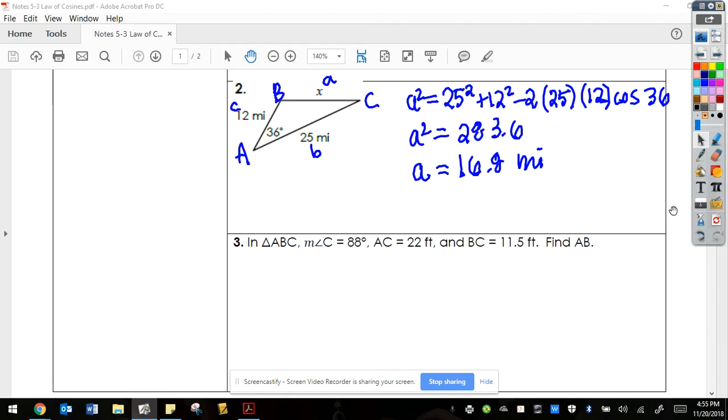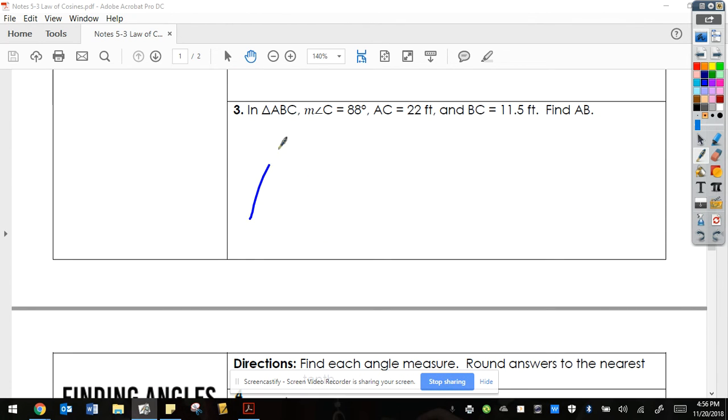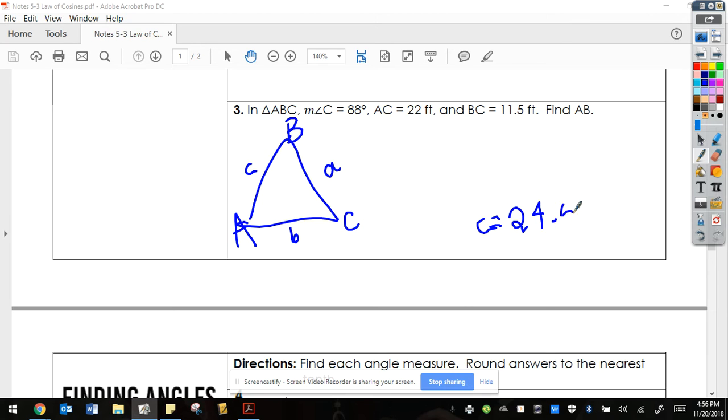All right, you guys try number 3. All right, so number 3, the answer should be, let's see, you would have had to draw this yourself. So you have A, B, C, little a, little c, and little b. And the answer you should have gotten was that c was 24.5 feet. And don't forget, AB is the same thing as c, okay?